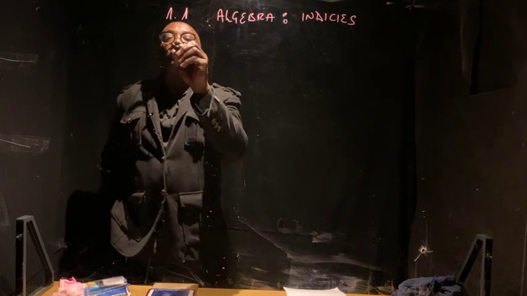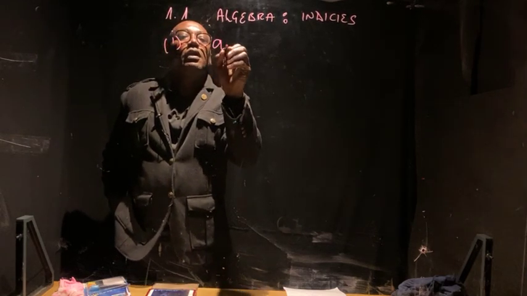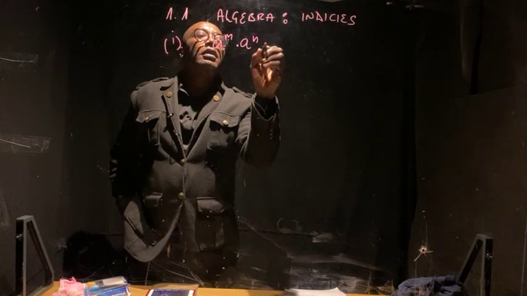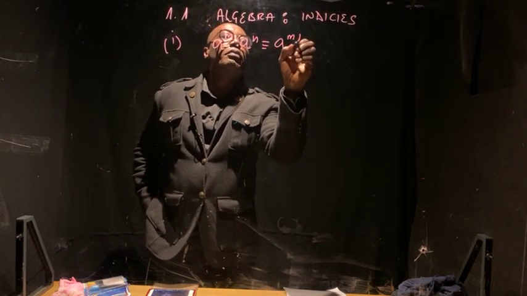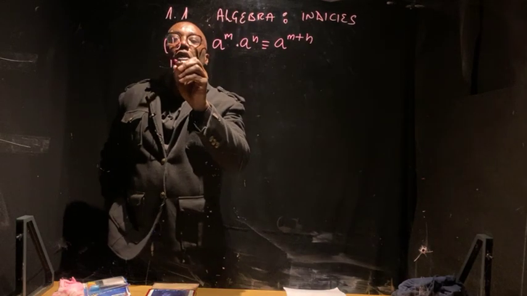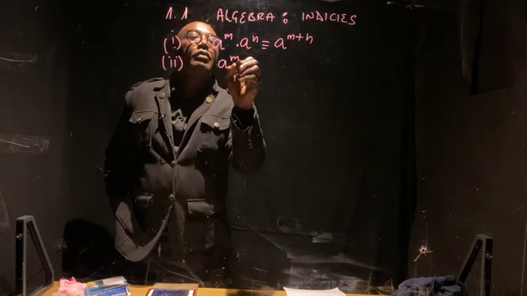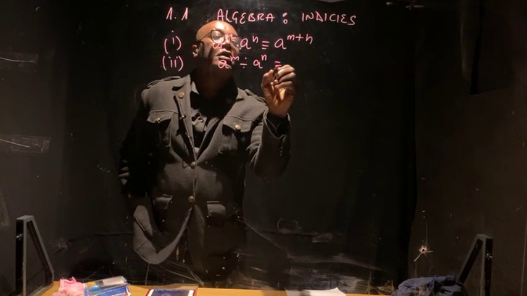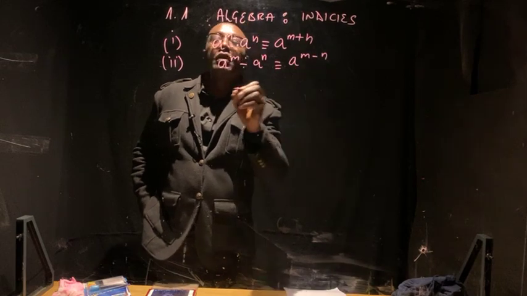The first one is law 1. Law 1 says that a raised to the power m multiplied by a raised to the power n is equal to a raised to the power m plus n. Law 2 says that a raised to the power m divided by a raised to the power n is equal to a raised to the power m minus n.